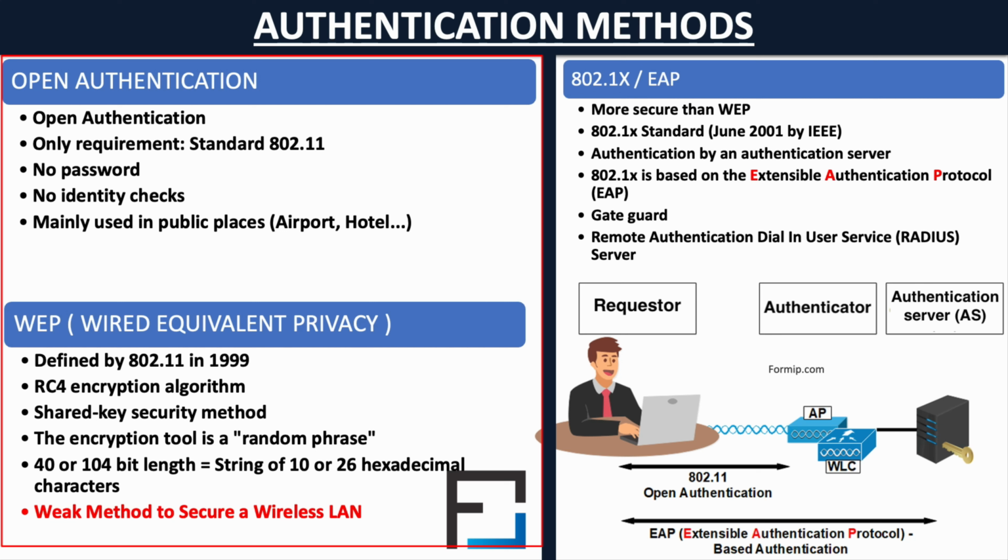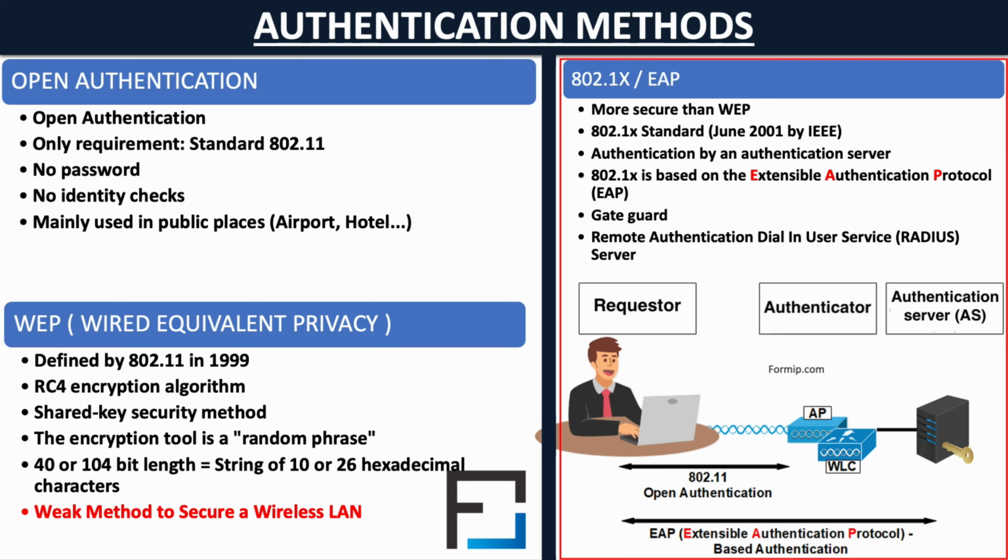So rather than adding new authentication methods to the 802.11 standard, a new, more flexible and scalable structure was created. This is the 802.1X standard, and it is based on the Extensible Authentication Protocol, EAP. The 802.1X standard is a security solution developed in June 2001 by the IEEE to authenticate a user wishing to access a network, whether wired or not, thanks to an authentication server.